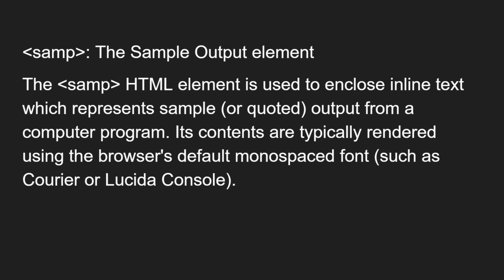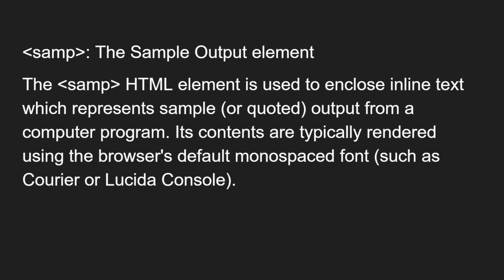And the last one is the sample output element. Now you have written the programming language code and explained it. At the bottom you need to show the output of it. You want to show how the sample output will look in the HTML content. For the output, you need to wrap it with the samp element, that is nothing but sample. The sample HTML element is used to enclose inline text which represents sample output from a computer program. So if you want to show the sample output from a computer program, we will be using this samp HTML element.